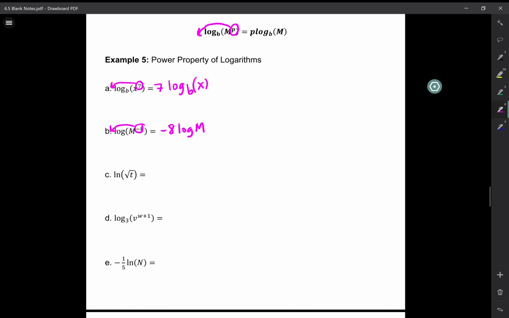All right, how'd you do? Did you remember that square root of t is the same as t to the 1/2 power? T to the 1/2 power. The 1/2 comes in front, and that becomes 1/2 natural log of t.